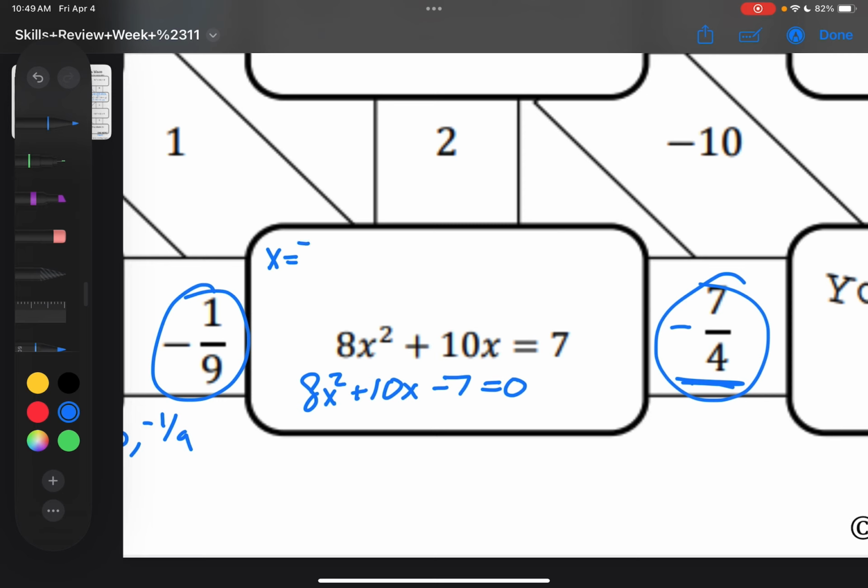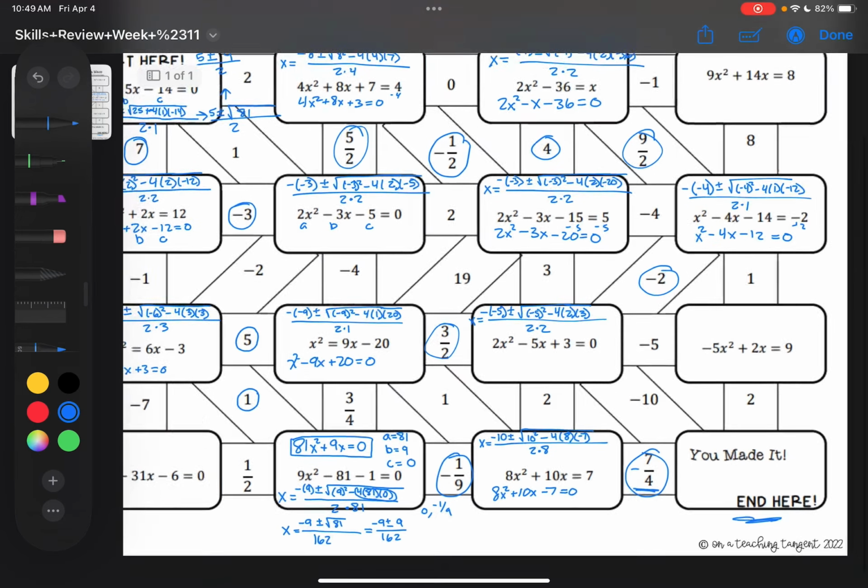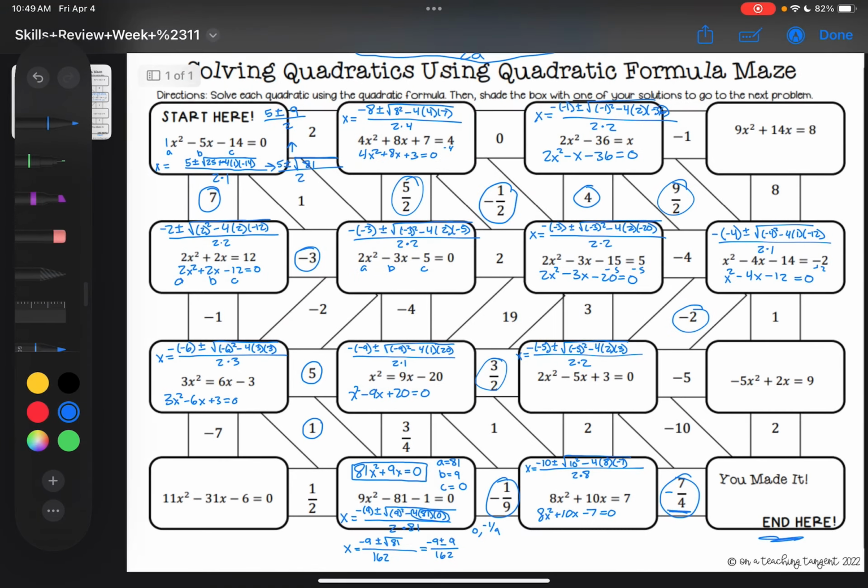So the opposite of our b, which is just negative 10, plus or minus, under our square root, we have our 10 squared, because that's our b. Then we have minus 4 times our a and our c. Well, our a is 8, and our c is negative 7. All over 2 times our a, which is 8. And then from simplifying there, you're going to get one of your answers. It should be a negative 7/4. Okay, so I'm going to zoom out here so you can at least see the work here.